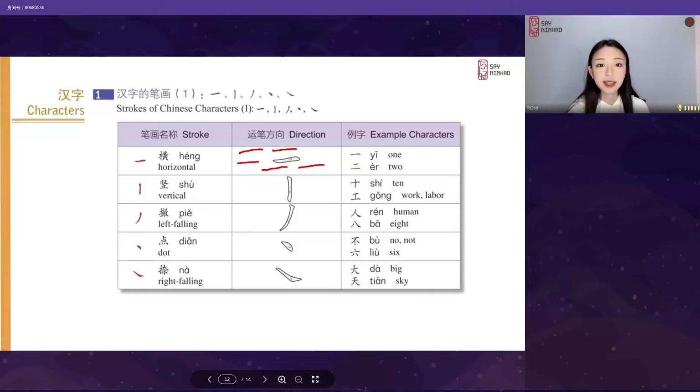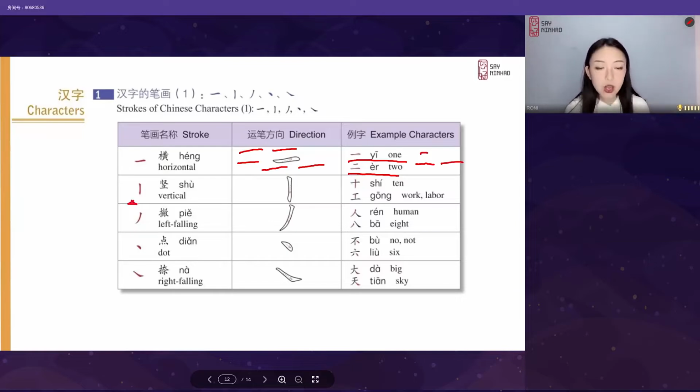This stroke is really easy. Now let's see example characters for it. First one. It's just one horizontal and its pronunciation is yi. It means one in Chinese. And next one, we can see there are two horizontals and one is shorter, one is longer. It is er. Read after me please. Er. It means two. So this is horizontal. 横.